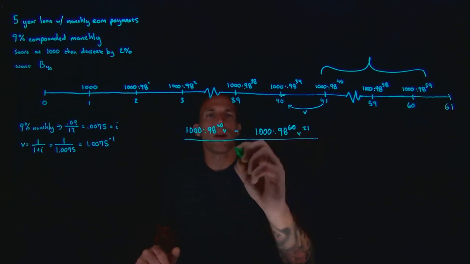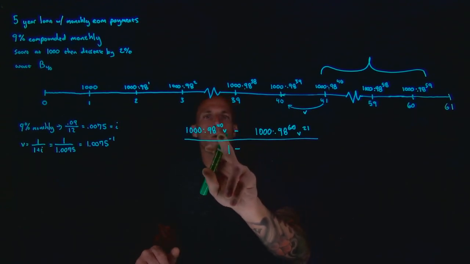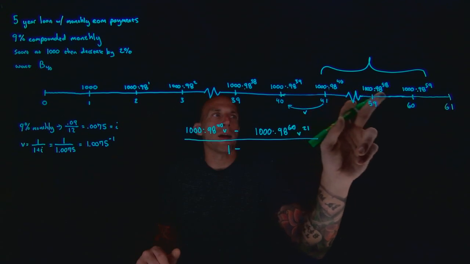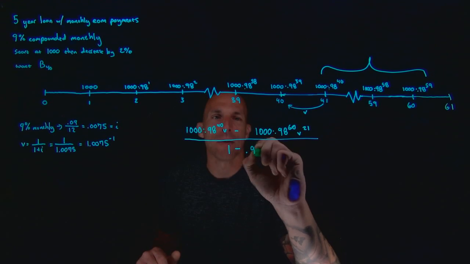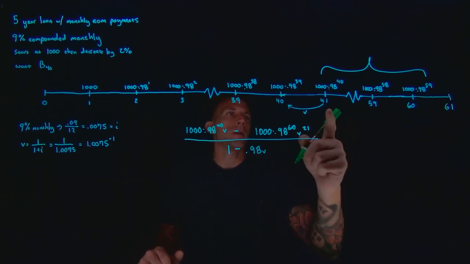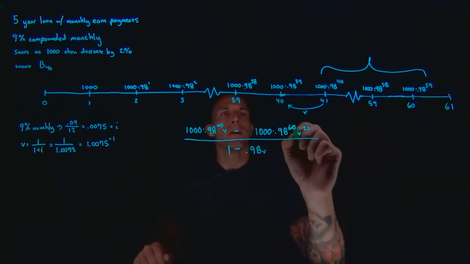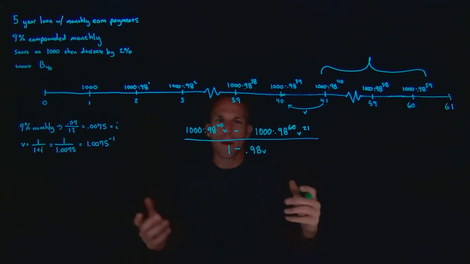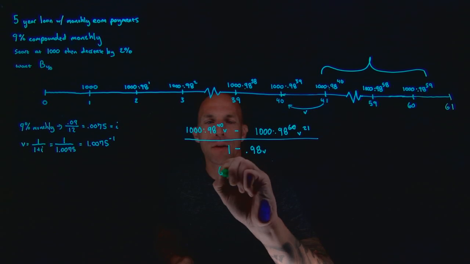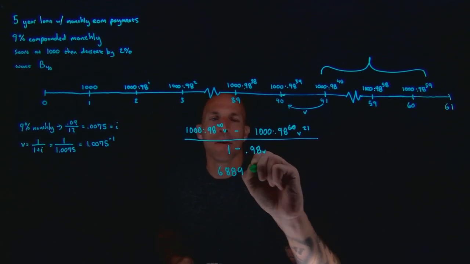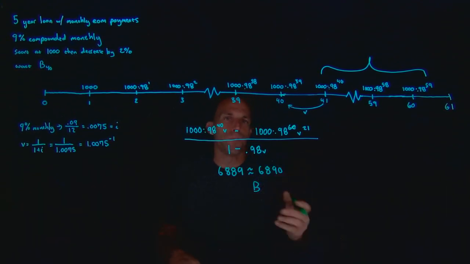So that gives us our numerator, and we do 1 minus the common ratio for our denominator, and what factor is multiplying every single one of these terms? Well, it's the 0.98 times v. And maybe it would help to write out several of these factors, 41, 42, 43, to really see that. But from here, it's just put the numbers into the calculator and you get about 6,889, which is close enough to 6,890. So the final answer is B.